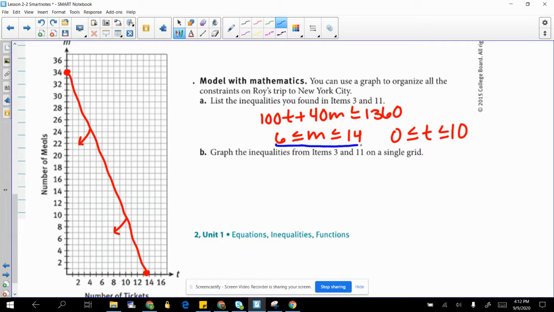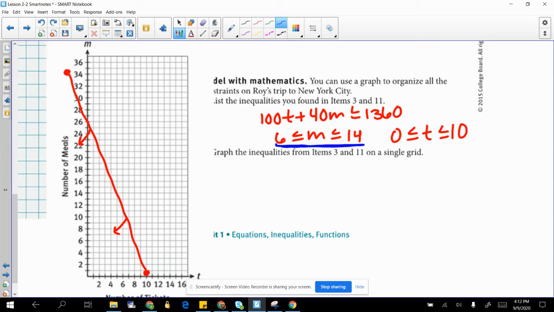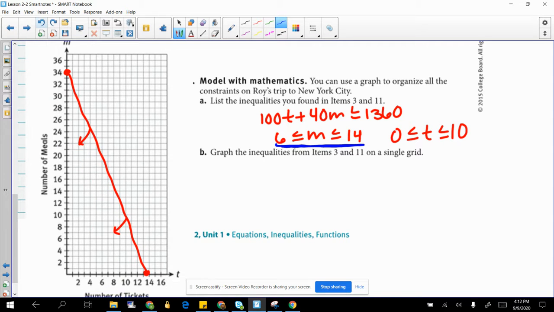Then let's do this meal one in blue, okay? And our meals are like our y-axis. So we know these are going to have to be horizontal lines. And how we graph this is actually just a horizontal line. Let's undo that. A horizontal line at 6 and a horizontal line at 14.